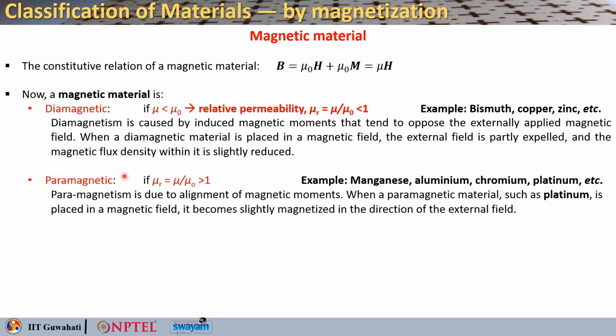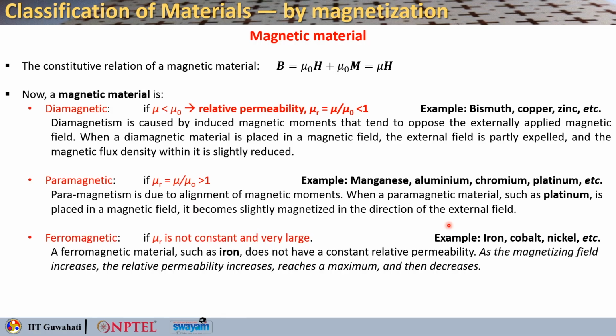You have paramagnetic, which is the completely opposite case. So, you have relative permeability greater than 1. Examples of such materials are manganese, aluminum, chromium, platinum, etc. Paramagnetism is due to alignment of the magnetic moments. So in a paramagnetic medium such as platinum, when you place it in a magnetic field, it becomes slightly magnetized in the direction of the external field.